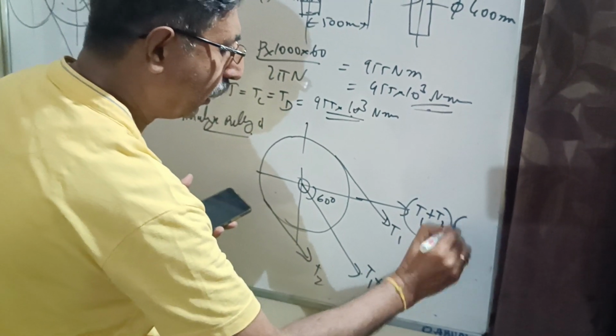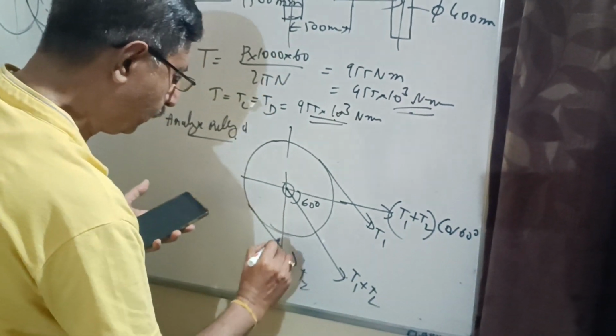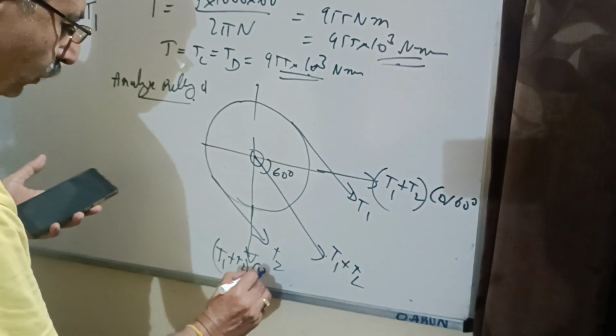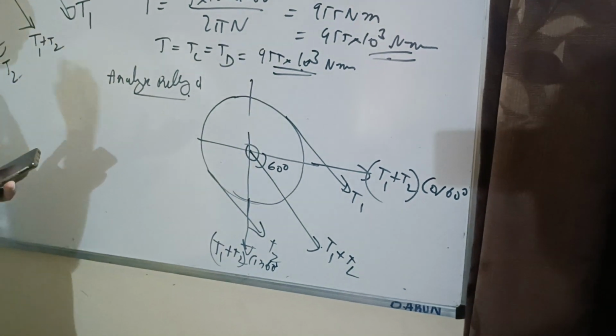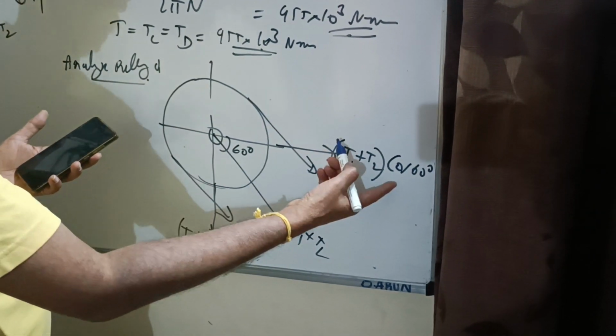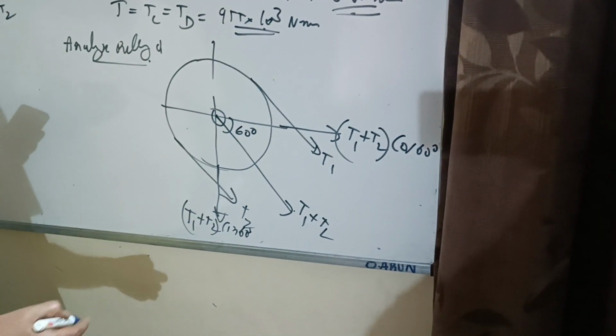T1 plus T2 cos 60 here. So the vertical component is T1 plus T2 sin 60. Now we have to resolve T1 plus T2 into horizontal component and vertical component. Horizontal component is T1 plus T2 cos 60. Vertical component is T1 plus T2 sin 60.